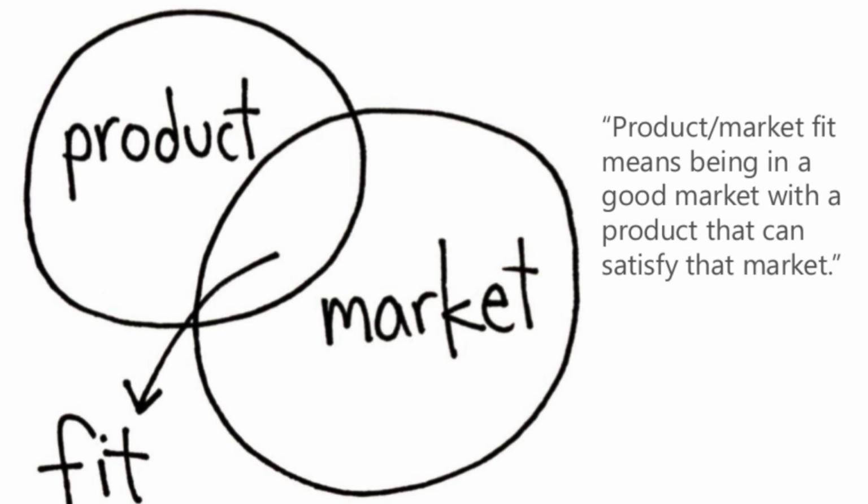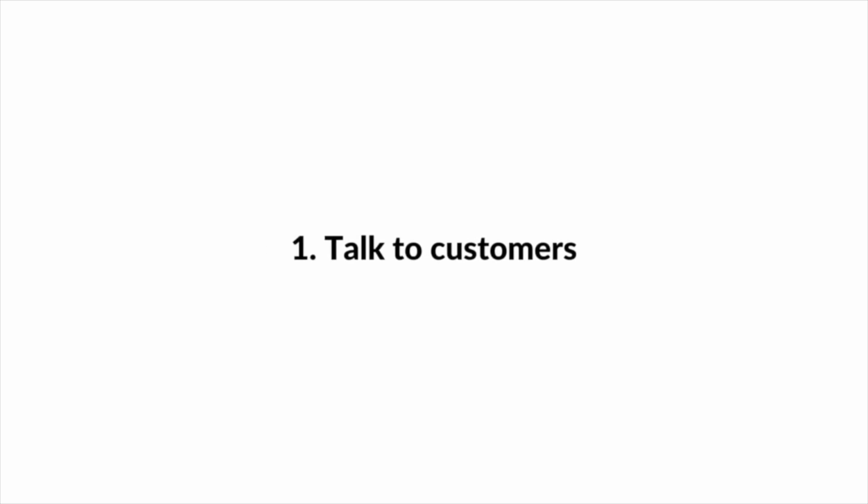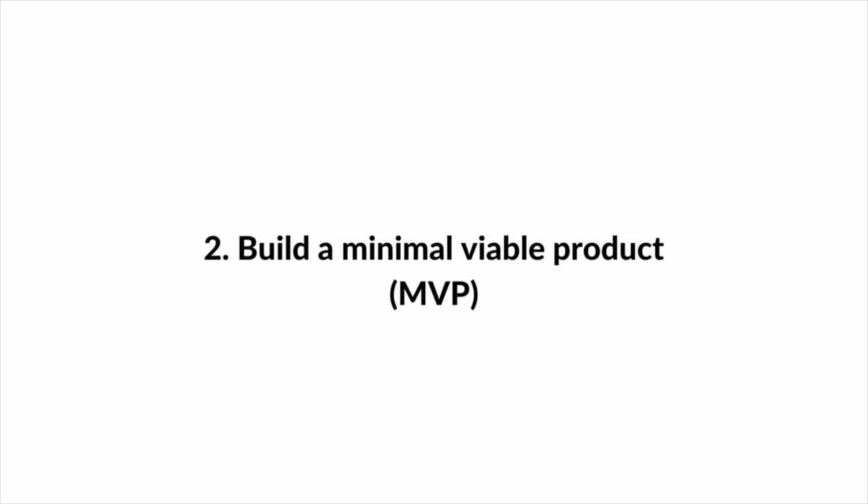So how can you avoid this? The best way to avoid this is to determine product market fit before you build the product. And there are two steps in doing this. Step one is to talk to customers. You want to talk to customers to see what pain points you're solving for. And two, you want to build a minimal viable product to see if people would actually use and pay for your product to solve their pain points.